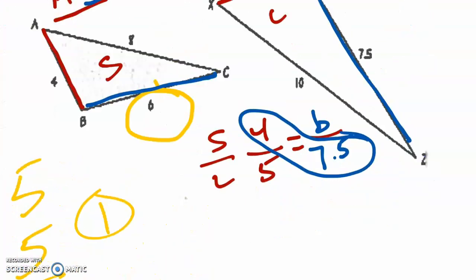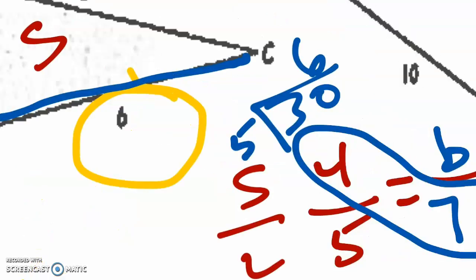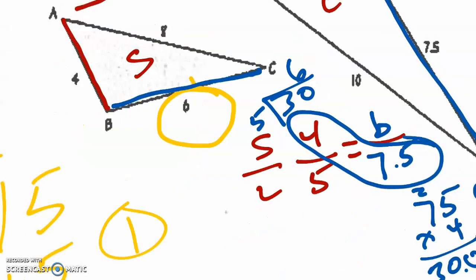7.5 times 4 with 1 decimal point. Well, that's 20. 4 times 7 is 28, 29, 30. There we go. So we have 30 with that 1 decimal point. And then 30 divided by 5 is 6. I wonder if that's actually a 6 right there. That could be. It may just give you the answer. So the side BC is 6.